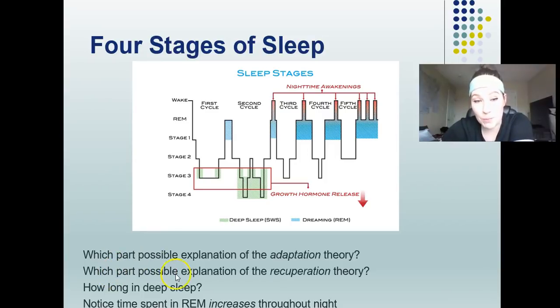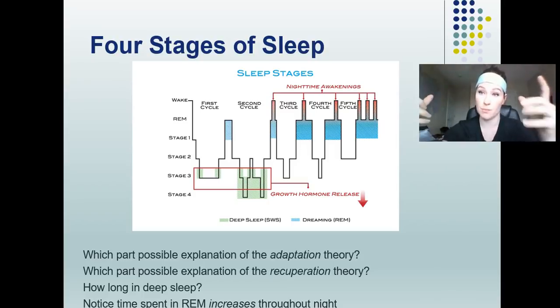So the second part, which part is a possible explanation of the recuperation theory? Obviously that's going to be right here where you see that growth hormone release occurs. Growth hormone is released from your pituitary gland, right? We talked about growth hormone being released heavily during puberty, which is why you have your big growth spurt. It changes your bones and everything. But human growth hormone is actually released throughout your whole life. It just gets less and less concentrated as you grow out of puberty. So anytime that you stress your body out, growth hormone is going to be released during deep sleep to help recuperate you, build everything back up.